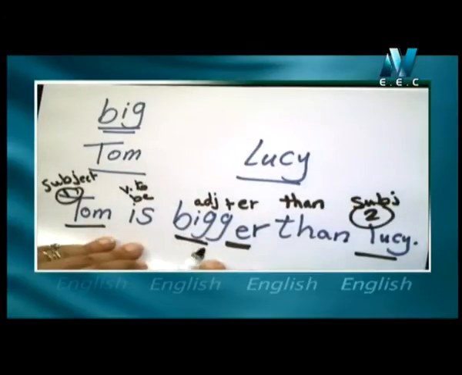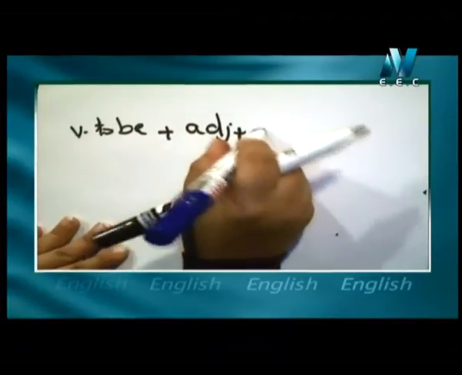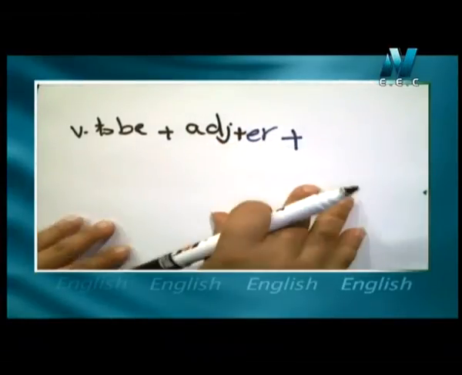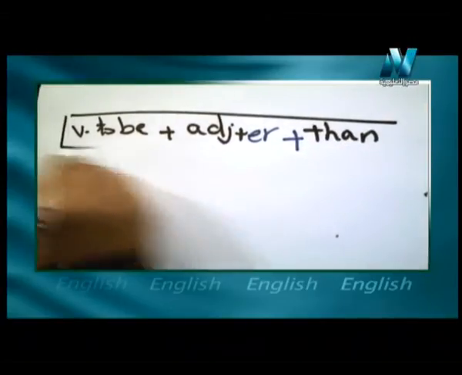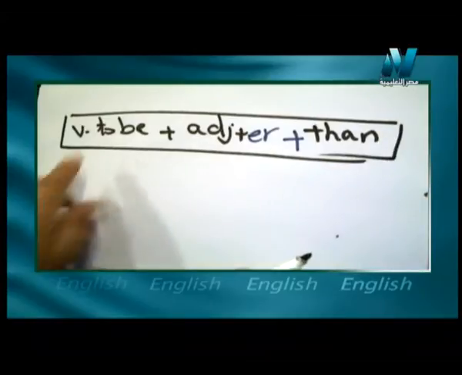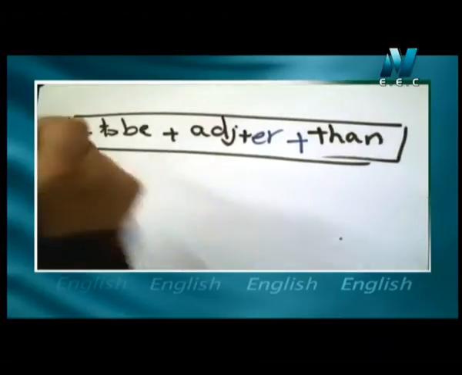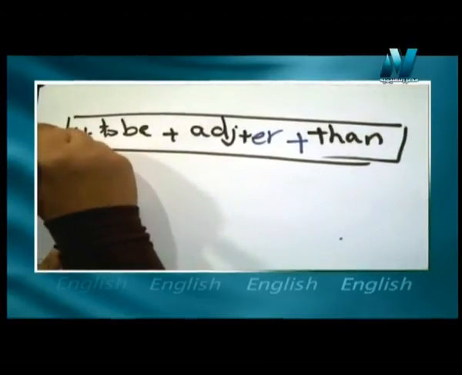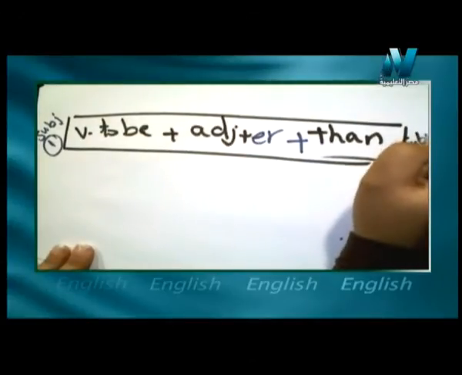So when I'm making a comparative form, I will say verb to be, adjective plus ER, the word then. This is the form. Verb to be, adjective plus ER, then. Before I start, I will put subject number one I'm speaking about, and at the end, subject number two I'm speaking about.